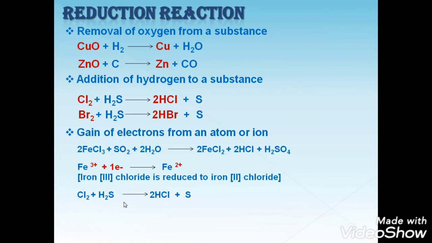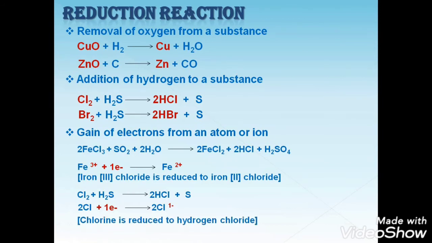Chlorine reacting with hydrogen sulfide to form hydrogen chloride and sulfur is another example. In this case, chlorine is gaining one electron. So gain is what? Reduction reaction. Gaining one electron to form Cl1 minus. So because it is gain of electron, we call this a reduction reaction. And here we have chlorine reduced to hydrogen chloride. That means the reduced product here is hydrogen chloride.